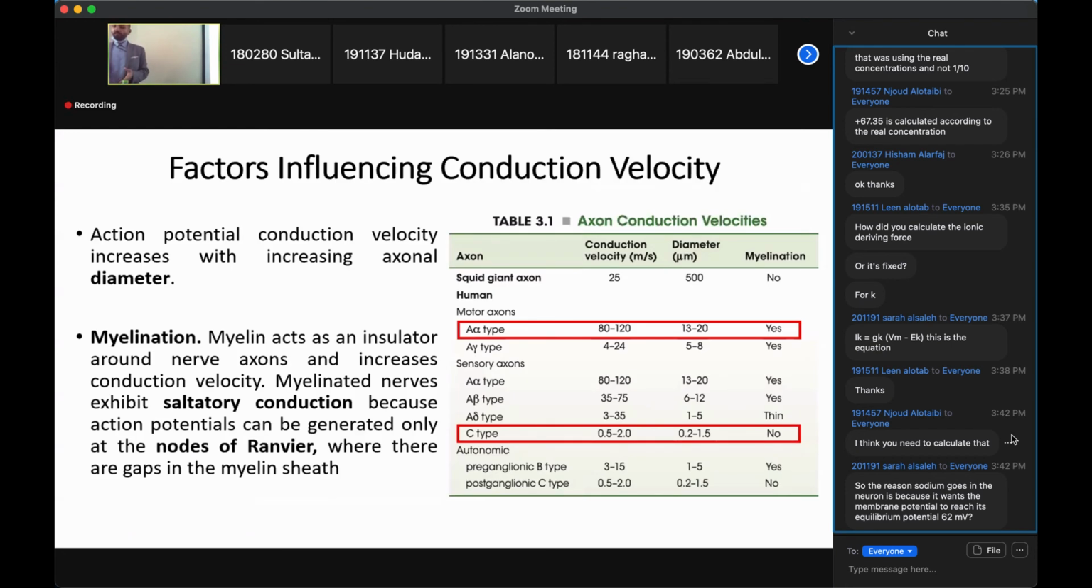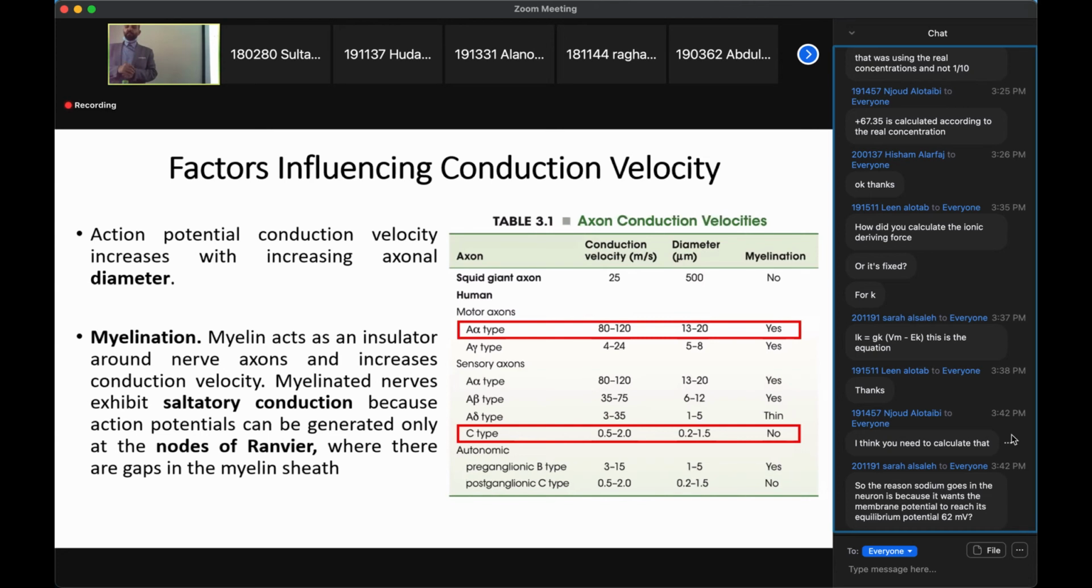And so a factor that influences the conduction velocity, the speed of the action potential, is the diameter of the axon. The bigger the diameter of the axon, the faster the speed of conduction of the action potential. You can see here we have different types of axon with different diameters. In this case, the A alpha type has a big diameter, so the conduction of the action potential is fast, whereas the C type fiber has a smaller diameter, and so the speed is slow.